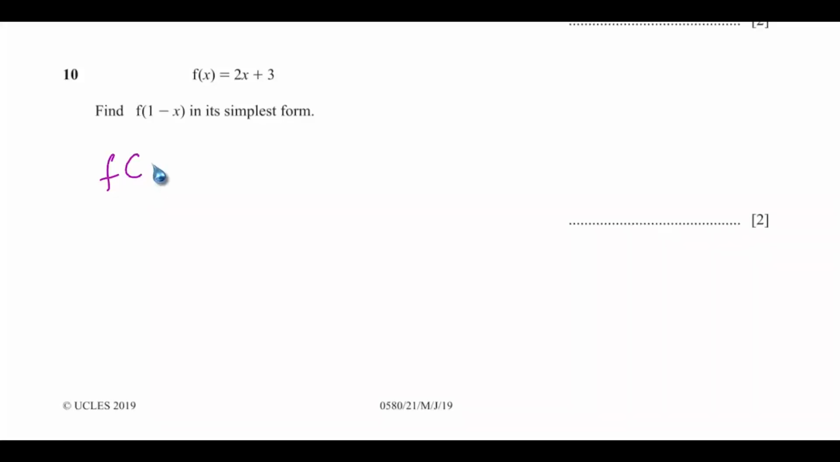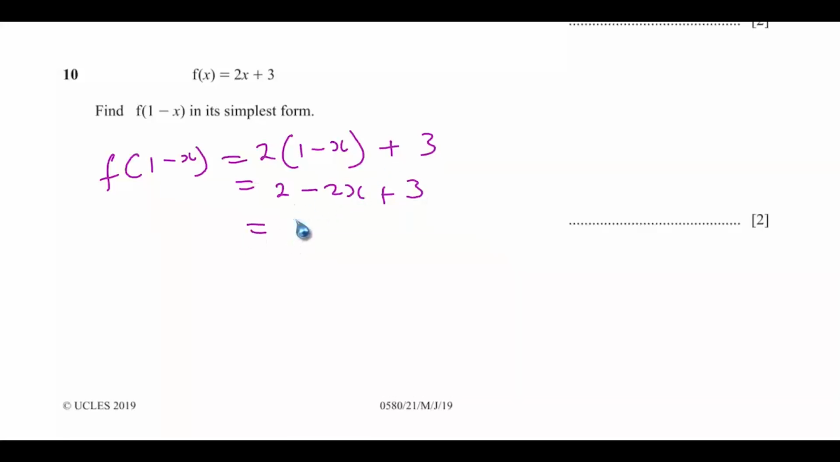So f of 1 minus x will be equal to 2 into the bracket, so instead of x, we pass in 1 minus x. That will replace x. Then we continue with plus 3. Let's expand this bracket. That will be 2 minus 2x plus 3. Then 2 add 3 is 5, then minus 2x. So this will be our final answer. So let's go to the next question.